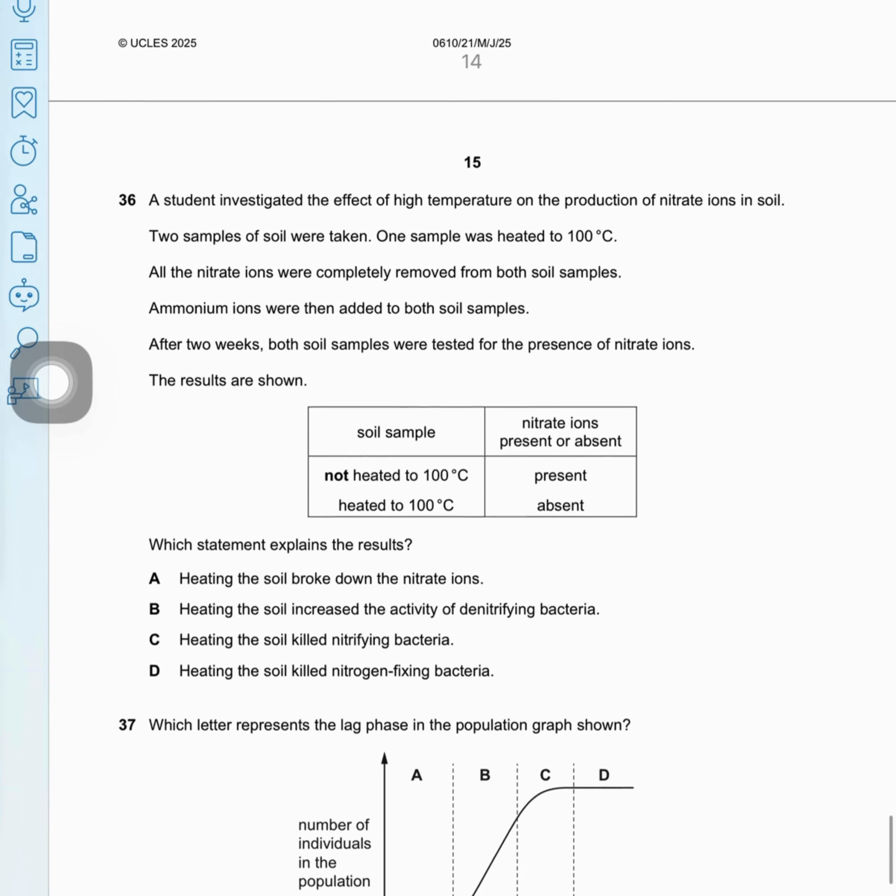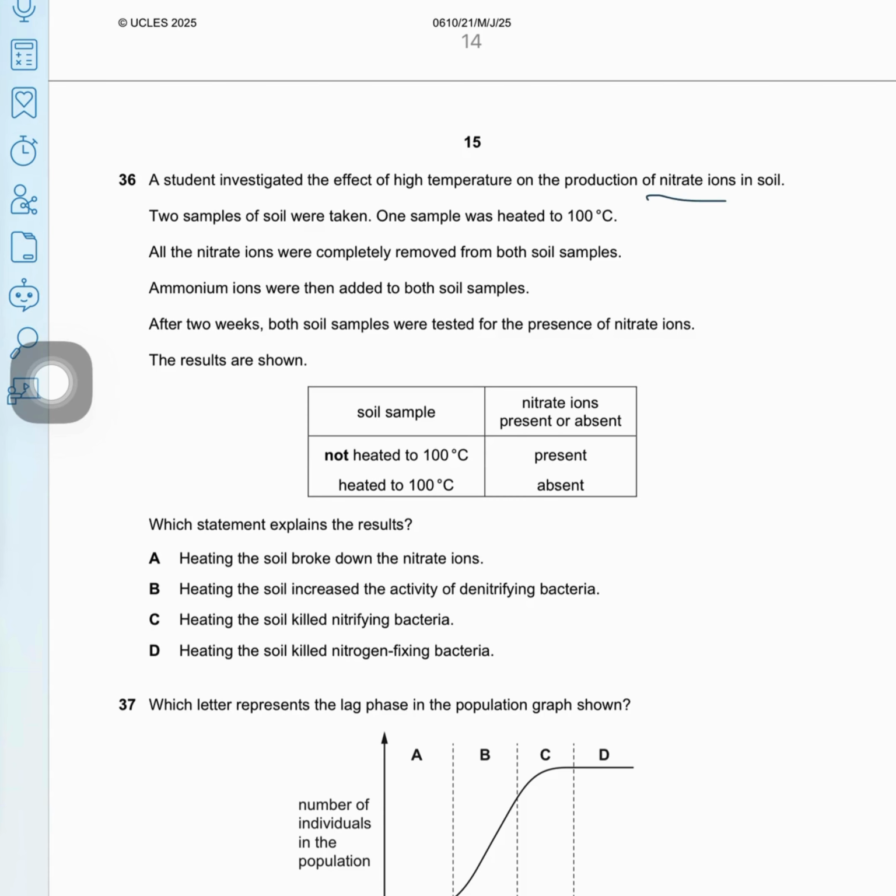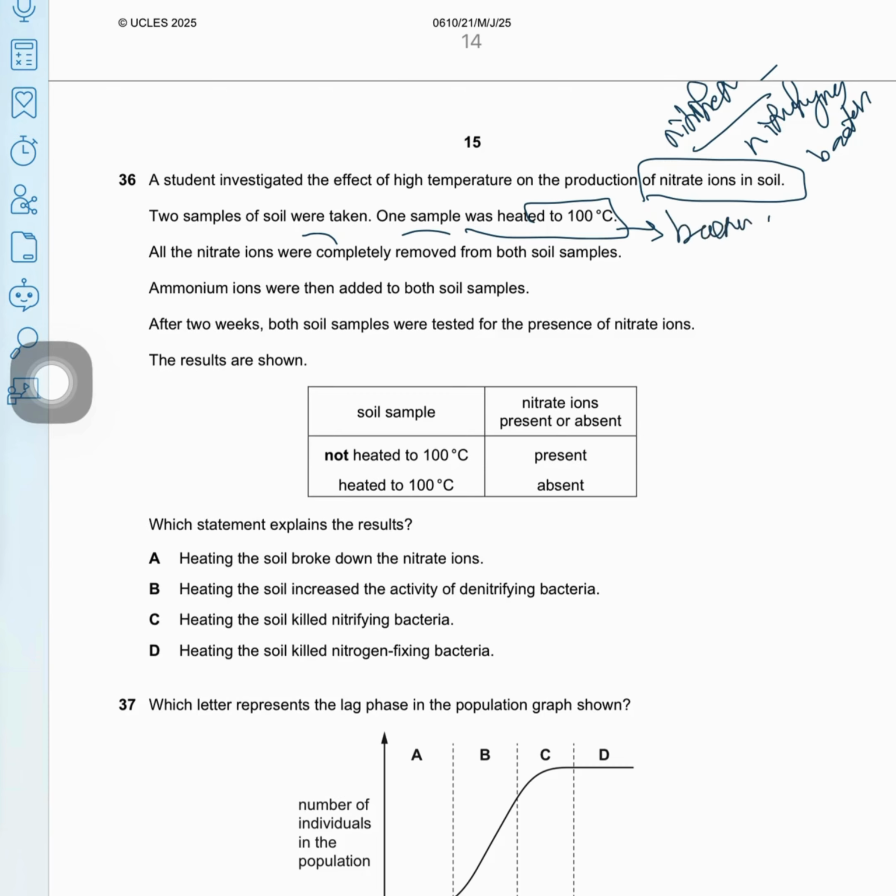Next, a student investigated the effect of high temperature on the production of nitrate ions in the soil. Nitrate ions are produced by nitrification process, okay, by nitrifying bacteria. You have to understand these 2 points. Okay, let's go for this. 2 samples of soil were taken. One sample has been heated to 100, so it killed the bacteria. All nitrate ions were completely removed from both soils before they do the experiment. Ammonium ions were then added. Why ammonium? Because the nitrifying bacteria are going to change the ammonium into nitrate.